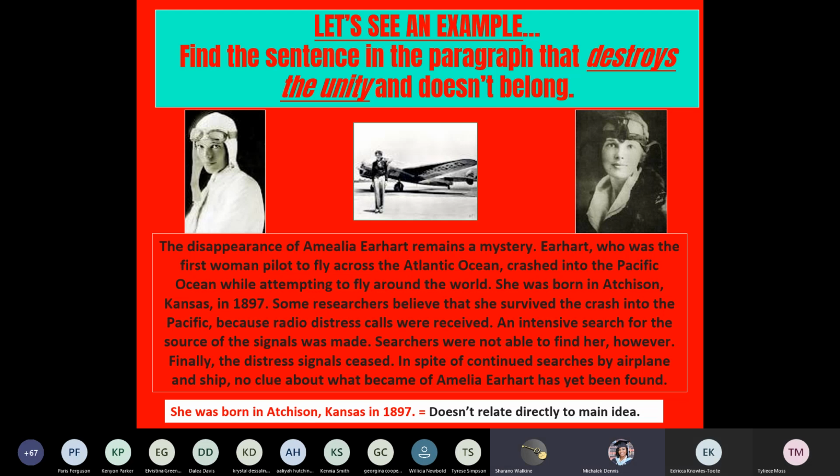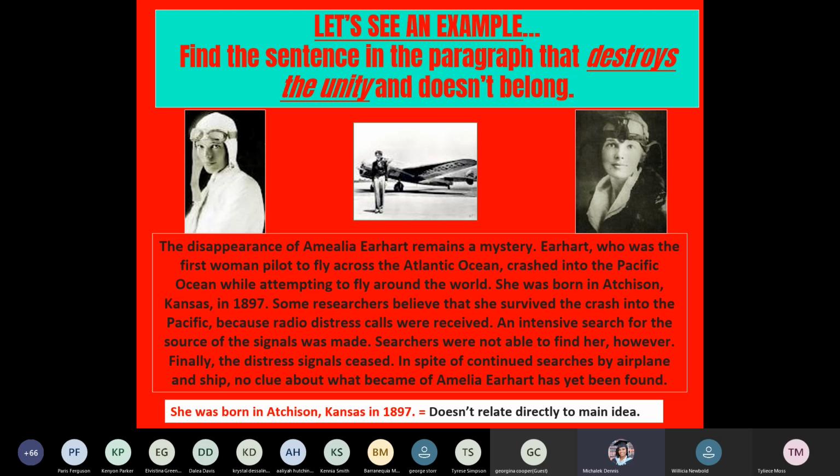Okay, students, our clincher or concluding sentence is: in spite of continued searches by airplane and ship, no clue about what became of Amelia Earhart has yet been found. Isn't that restating the topic sentence, the disappearance of Amelia Earhart remains a mystery? That's the exact same thing, it's just reworded, all right?